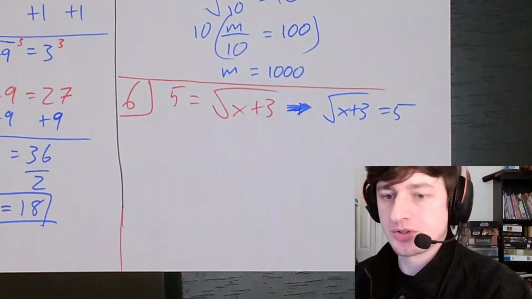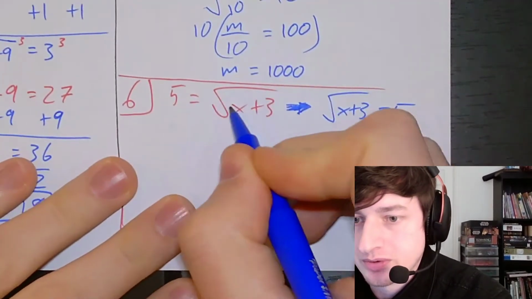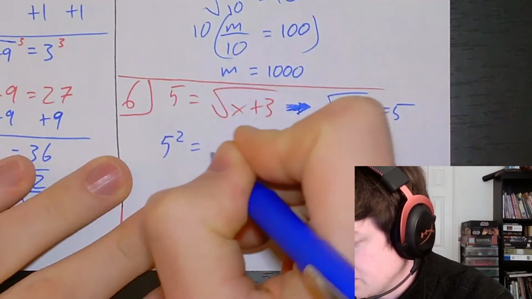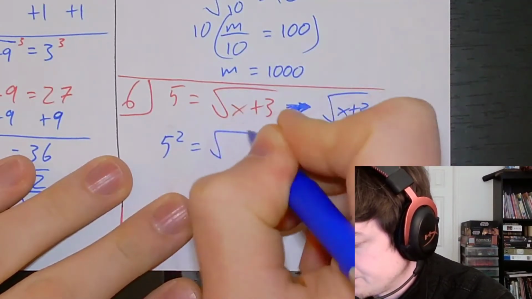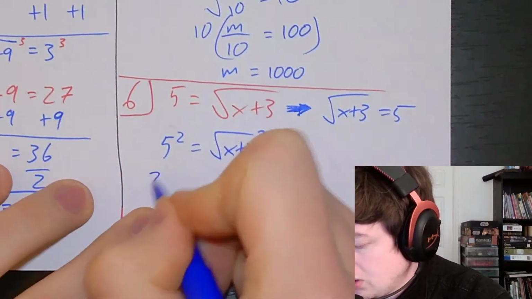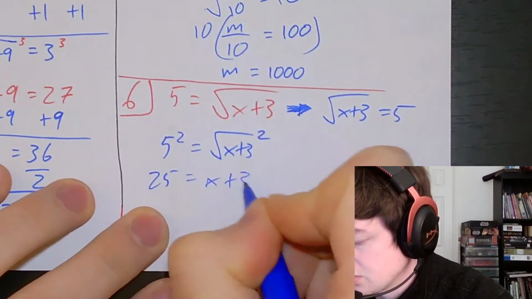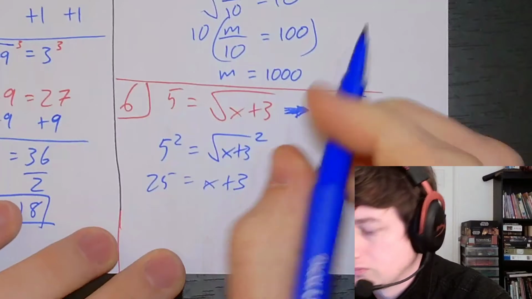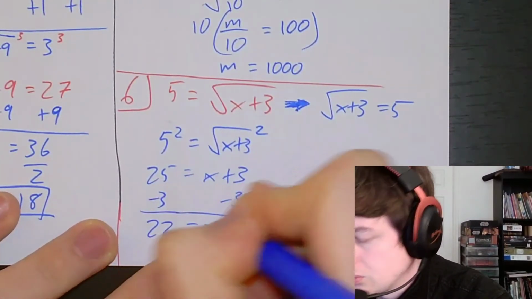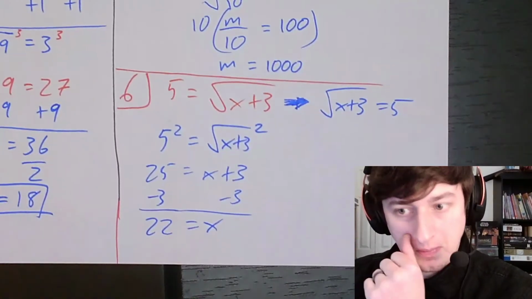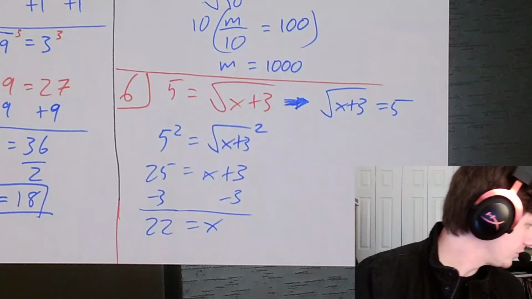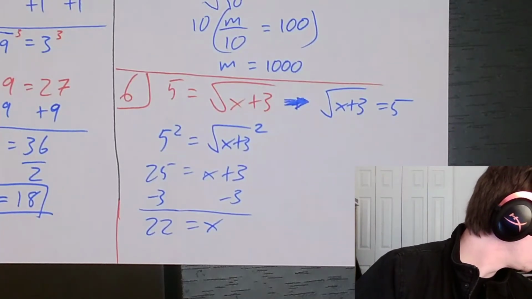Anyway, we're going to square both sides, right? Get rid of the square root by squaring both sides. Every single one of these problems is going to ask us to square both sides. So square both sides. We get 25 equals x plus 3. Subtract the 3. So we get 22 equals x. Okay. 22 equals x. What do I want to do next?